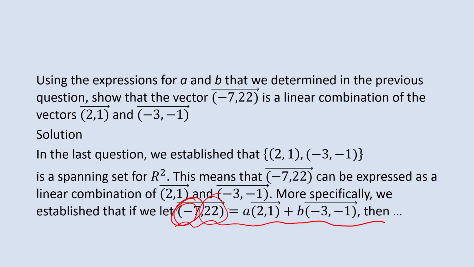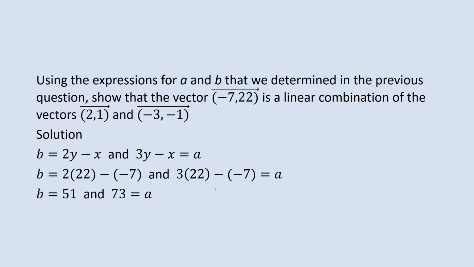x is equal to negative 7, y is equal to 22. So b is equal to 2y minus x, and a is equal to 3y minus x. That means b would be equal to 2 times 22 minus negative 7, ultimately 51. And a would be equal to 3 times 22 minus negative 7, ultimately 73. And so we'd be able to say that negative 7, 22 is equal to 73 times 2, 1 plus 51 times negative 3, negative 1.